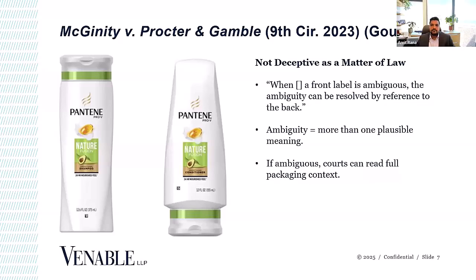And this McGinity case, I mean, this was even stronger than the Moore versus Trader Joe's case for defendants because it just set out this clear standard of when something can be ambiguous on the front label. And under the term ambiguous, a lot of different things can be ambiguous.